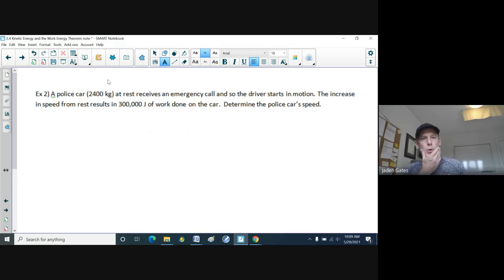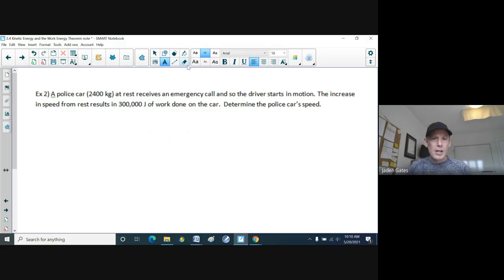What do we got here? Example 2, police car, 2,400 kilograms. That's probably a little big for a police car. Might be a tactical vehicle. At rest, receives an emergency call, and so the driver starts in motion. The increase in speed from rest results in 300,000 joules of work done on the car. Determine the police car's speed.